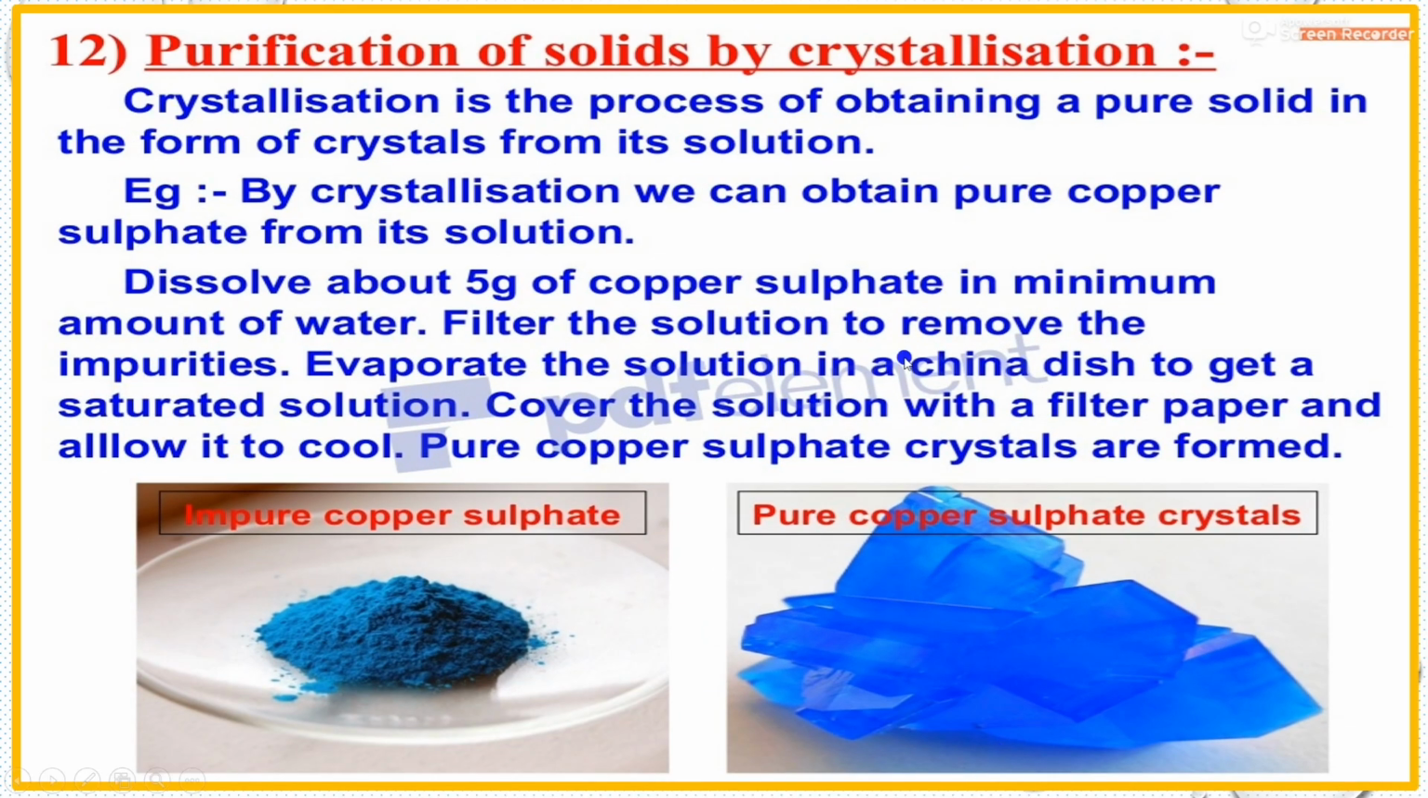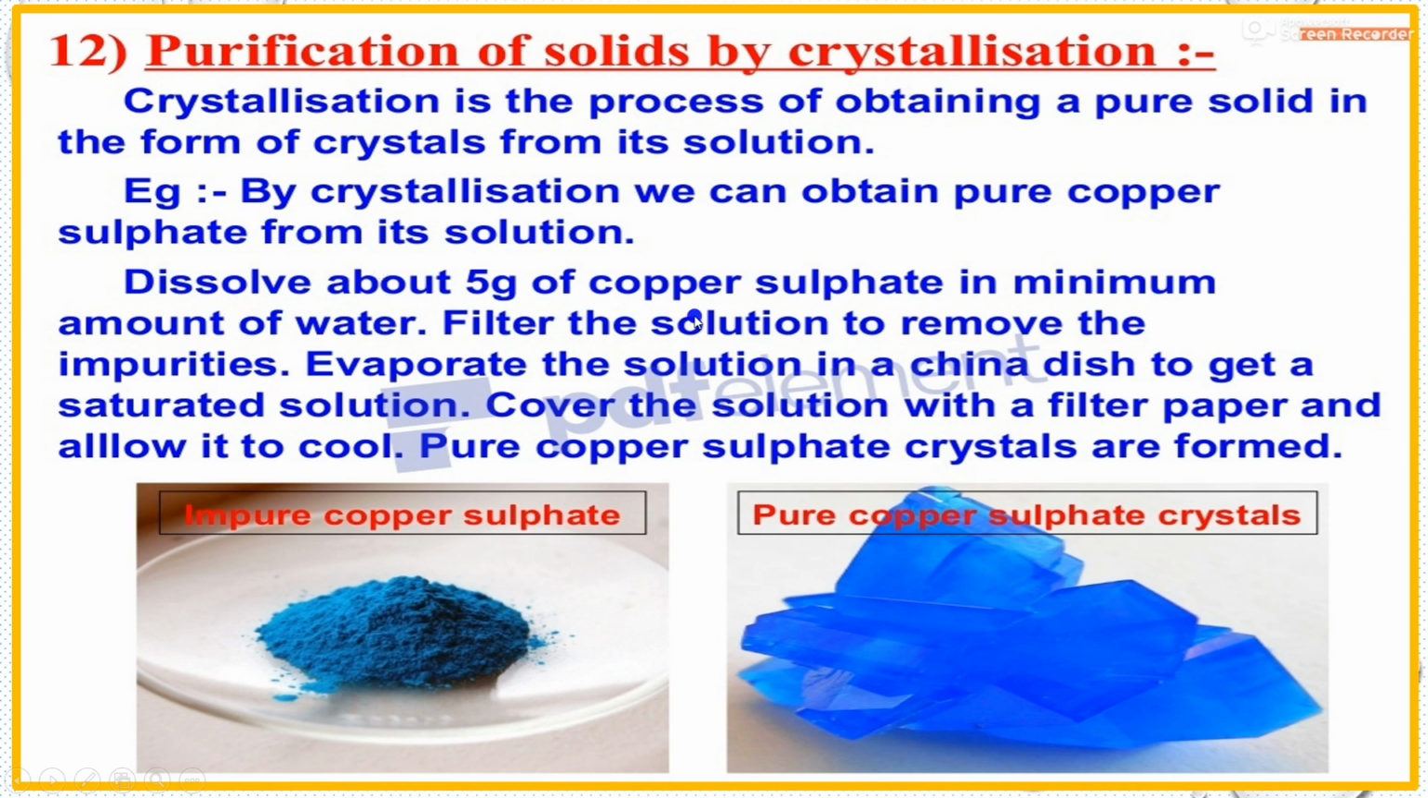Now, purification of solids by crystallization. Crystallization is the process of obtaining a pure solid in the form of crystals from its solution. For example, by crystallization, we can obtain pure copper sulfate from its solution. So, to get pure solid crystals from its solution, we apply the method of crystallization. We get the pure solids in the form of crystals, so this method is called crystallization.